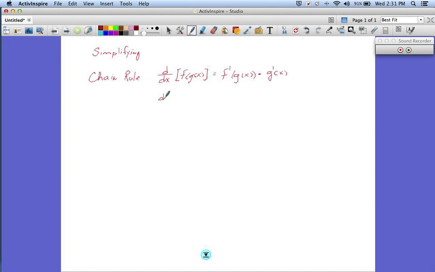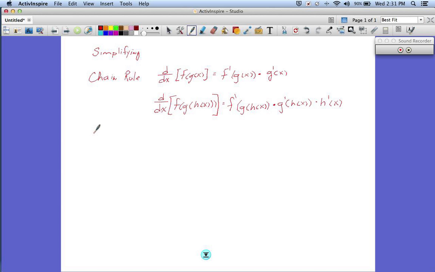Or if you want to get a little fancier, a little more complicated, what if we have a composition of three functions? Okay, f, g, and h, close, close, close, and close. That would be outermost first, f prime of g of h of x times g prime of h of x times h prime of x. That would be our chain rule there.